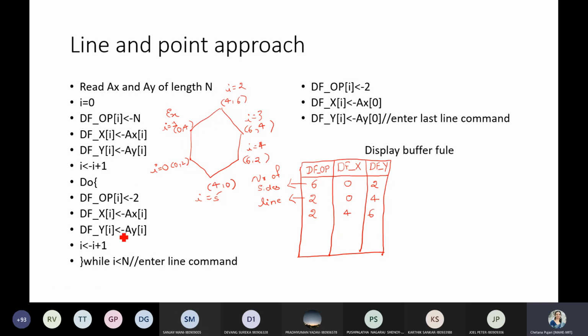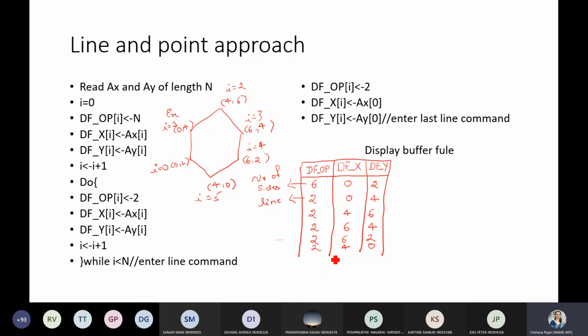This line, again you are going to increment your I value and you want to draw a line, hence 2. And the next coordinate is 6 and 4. You're going to draw that line. Again increment your I. You want to draw a line. Next is 6 and 2. Again, we are going to increment, draw a line, and the next coordinate value is 4 and 0.